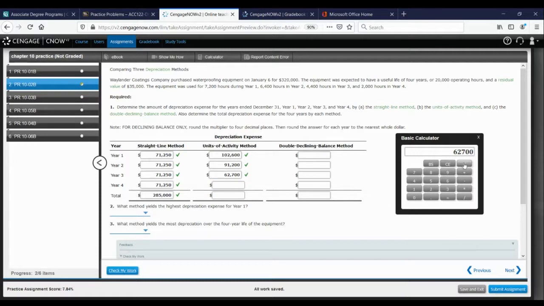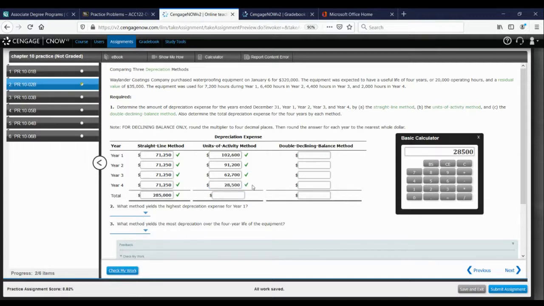In year 4, we continue the process by taking 14.25 and multiplying it by the number of hours used in year 4, which was 2,000 hours, and that will give you 28,500, the depreciation expense.